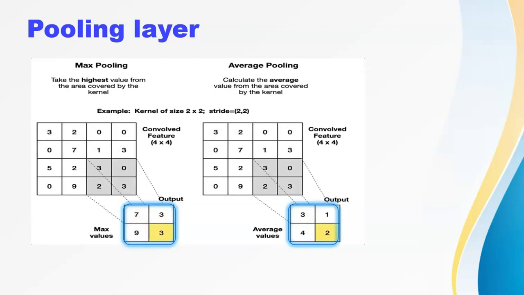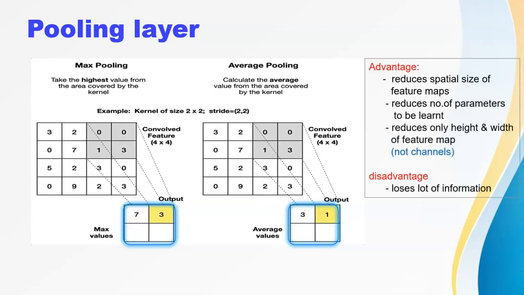The pooling has the advantage of making the representation more compact by reducing the spatial size of the feature map, thereby reducing the number of parameters to be learned. Pooling reduces only the height and the width of the feature map, not the channels. On the other hand, pooling also loses a lot of information, which is considered as a potential disadvantage.